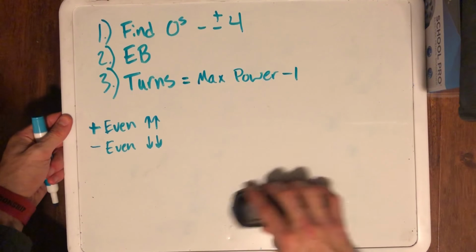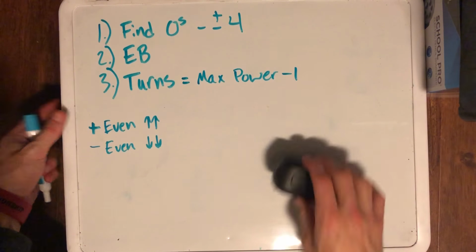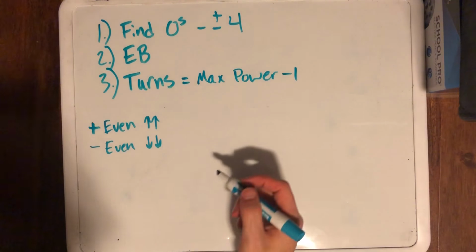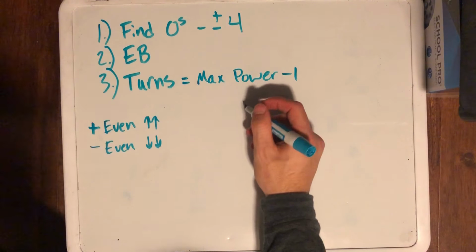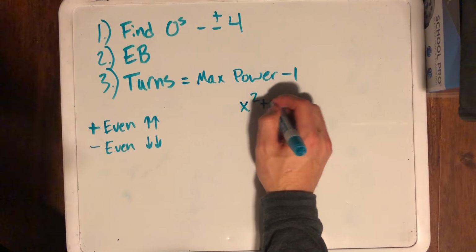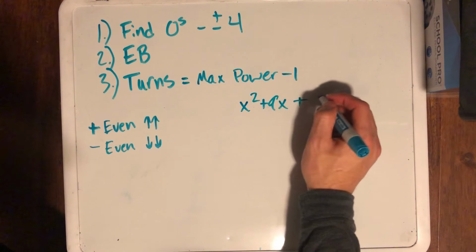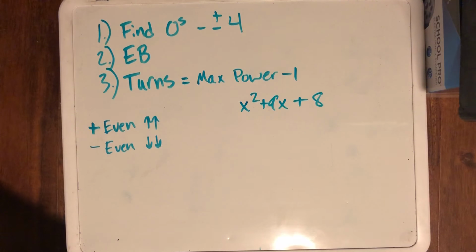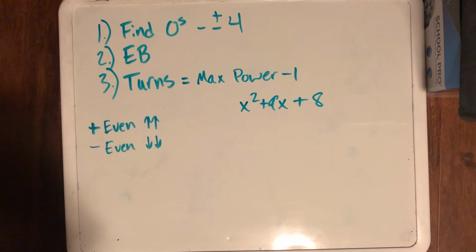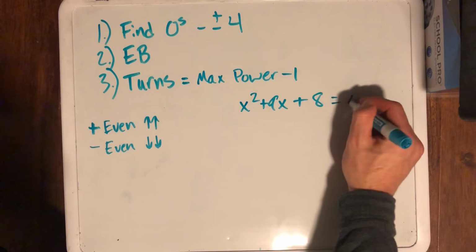So, this one will be a little different, but not crazy, I promise. Let's sketch x squared plus 9x plus 8. All right. We'll leave it like this. So, again, the first thing we want to do is find our zeros.